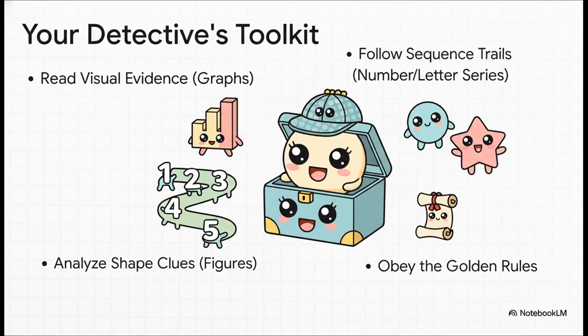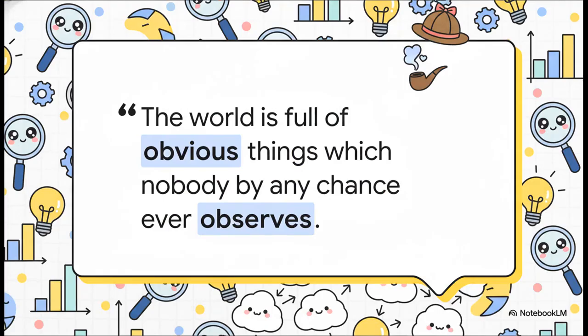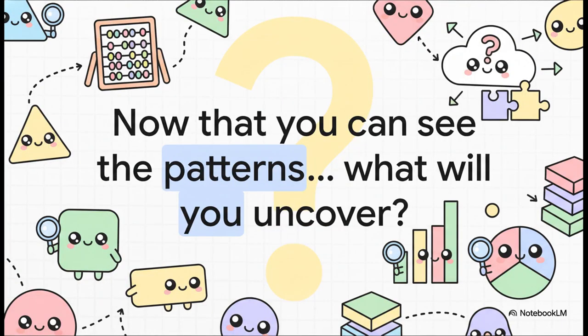So let's do a quick review of your new toolkit. You can read visual evidence, like graphs. You can follow sequence trails to predict what comes next. You can analyze abstract shape clues. And you know the golden rules. You are absolutely ready for this. You know, the great Sherlock Holmes once said, "The world is full of obvious things, which nobody by any chance ever observes." What you've learned here isn't magic. It's about training your brain to see what everyone else misses. So, I'll just leave you with this one question. Now that you can see the patterns, now that you have the tools to look past the chaos, what are you gonna uncover?